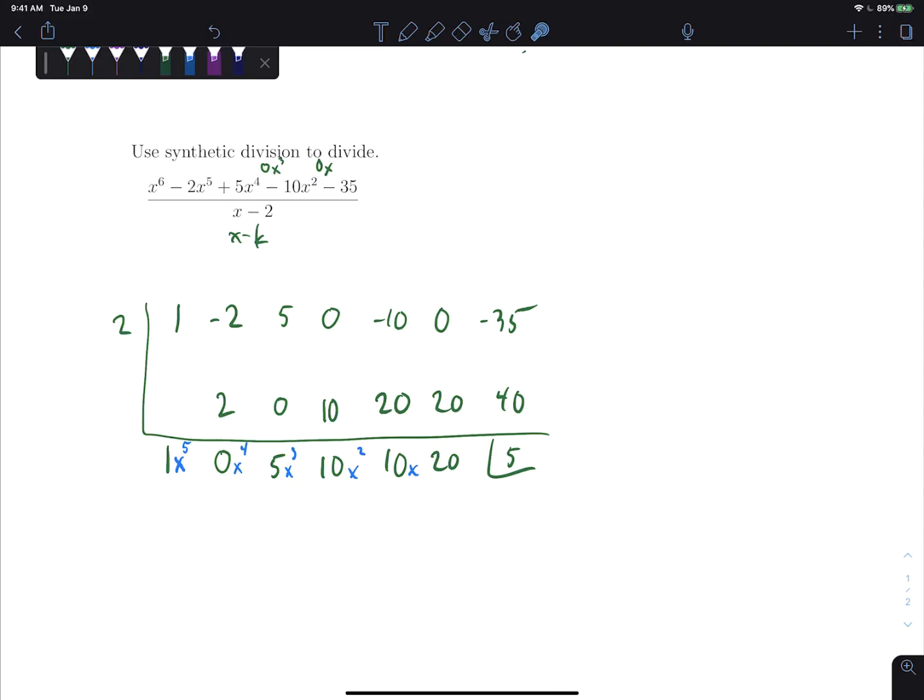So the answer here is going to simply be x to the fifth. Don't include any 0 degree or any 0 coefficient terms. That's just gone. And then plus the 5x cubed plus 10x squared plus 10x plus 20 plus the remainder, 5, divided by the original divisor of x minus 2.